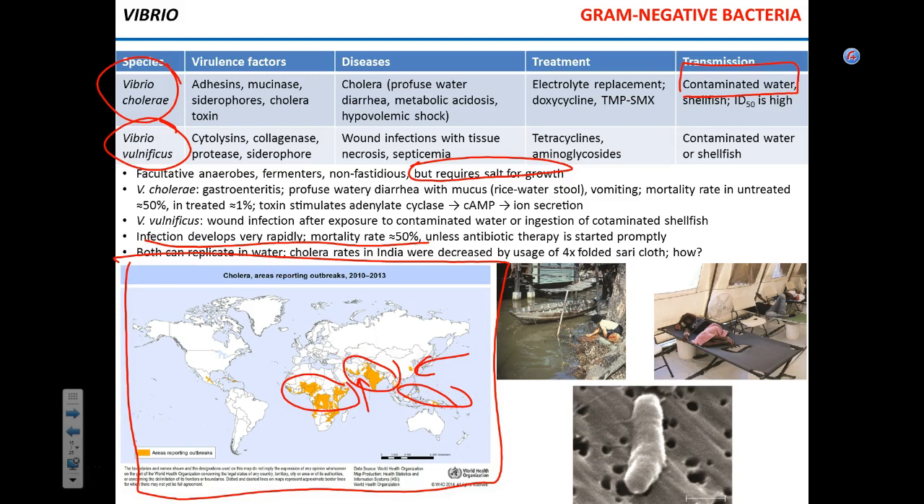Now, it causes profuse watery diarrhea, so-called rice stool. The treatment, actually, for cholera is the replenishment of fluids. I mean, there is antibiotic treatment, but people that die from cholera usually die of dehydration, of shock.